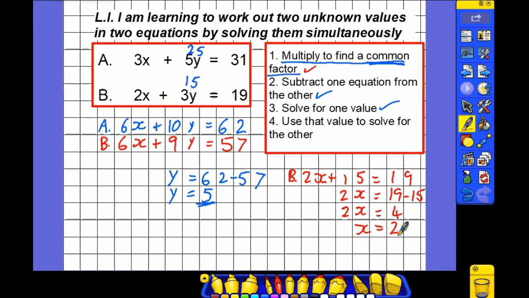Now, we can check, are we actually right? We've used that value to solve our other value, but we're going to need to check, have we actually done it correctly? So let's plug this 2 in place of the x's here. So 3x, what's that going to be? Well, that's going to be 6 in theory, and 2x here, well, that's going to be 4 in theory. So does 6 plus 25 equal 31? Yes, it does. Does 4 plus 15 equal 19? Yes, it does. So in that case, we know that y equals 5 and x equals 2.